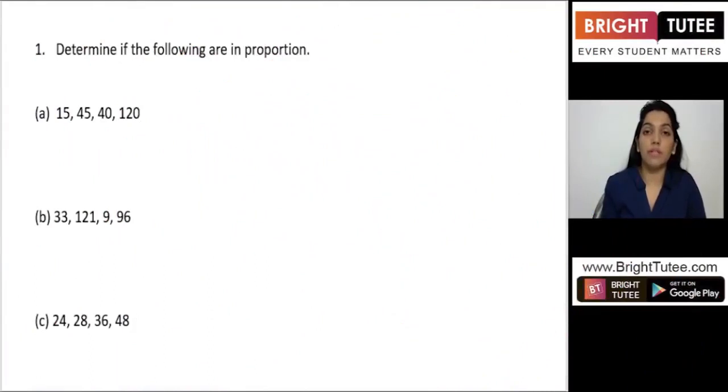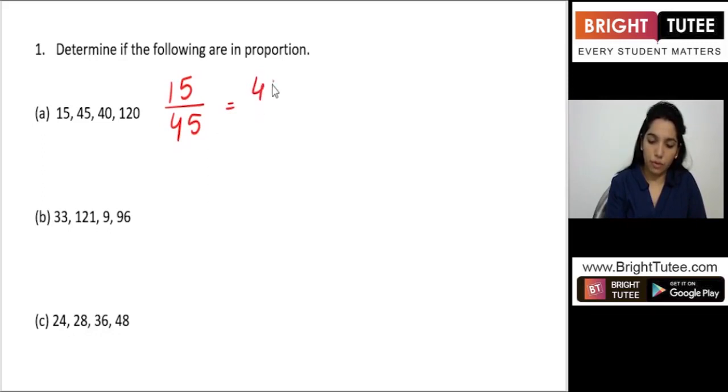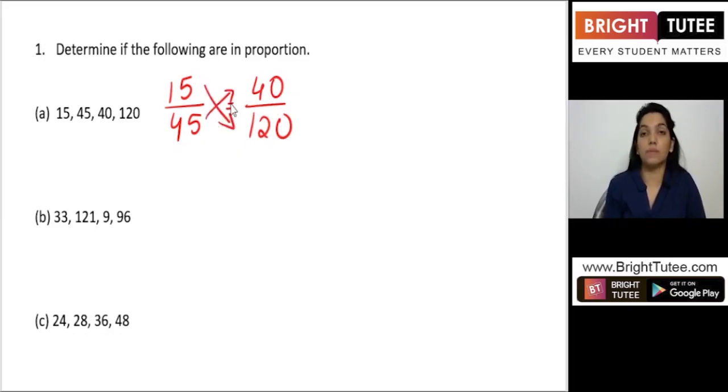Determine whether the following are in proportion or not. So it is 15, 45, 40 and 120. Let us write it as 15 over 45 and 40 over 120. Let us simplify these numbers, or what else you can do is keep on multiplying the extremes and the means to find the answer. But because this is going to be a big calculation, let us just simplify it first.